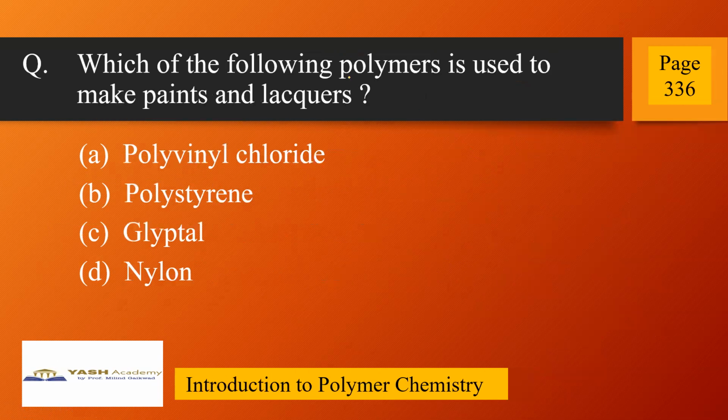Next, which of the following polymers is used to make paints and lacquers? म्हणजे पेंट्स आणि थिन लेअर ऑफ पेंट युज्ड फॉर कोटिंग वुड्स आपण म्हणूया, किंवा स्टील वगैरे. तर पॉलिव्हिनाइल क्लोराइड, polystyrene, glyptal and nylon. This question is from Introduction to Polymer Chemistry on page 336. So glyptal is used to make paints and lacquers.